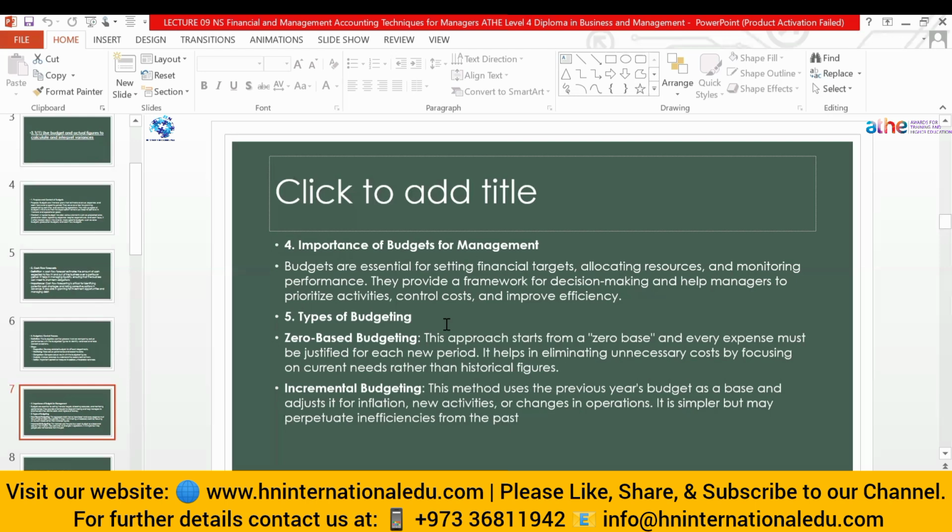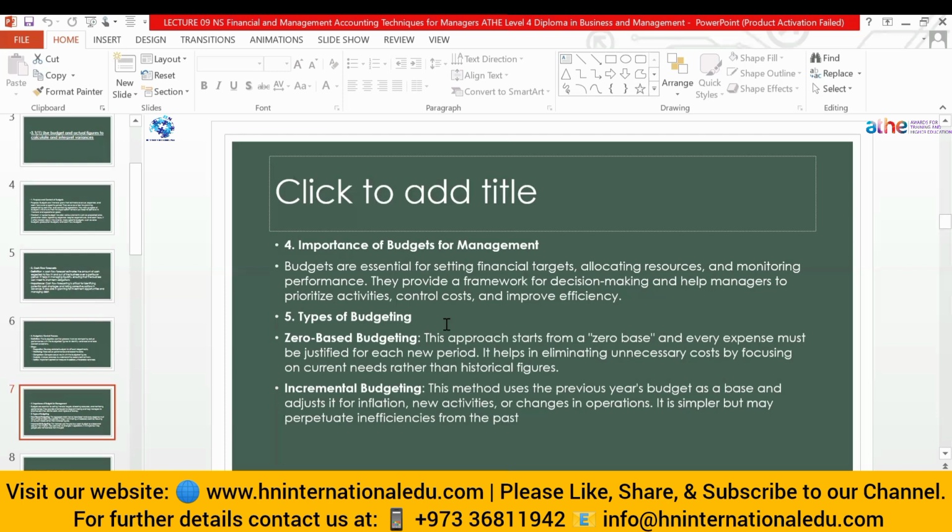Incremental budgeting. This method uses the previous year's budget as a base and adjusts it for inflation, new activities, or changes in operation. First of all, the previous year's budget. Whenever we are doing budgeting variances, we always compare with the previous year, because only then is it possible to see the growth, whether the business, the project, or whatever you are doing is fruitful or not, whether you grow or not. That is, if I compare 2022 with 2023, then 2023 with 2024, that is how we do the differences. And this is actually a historical figure trend as well.